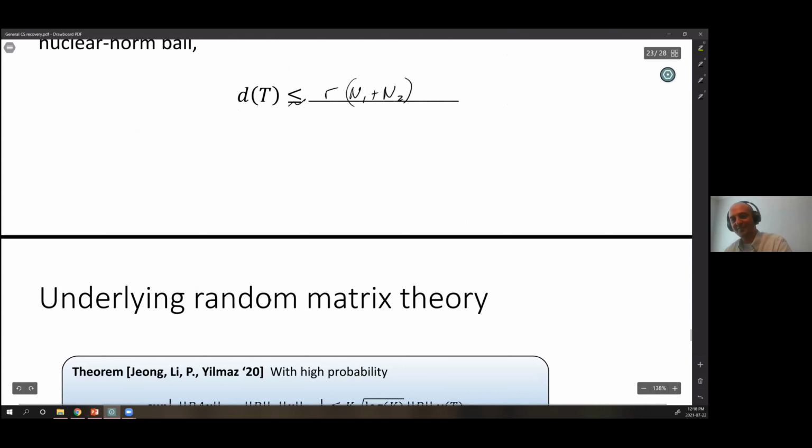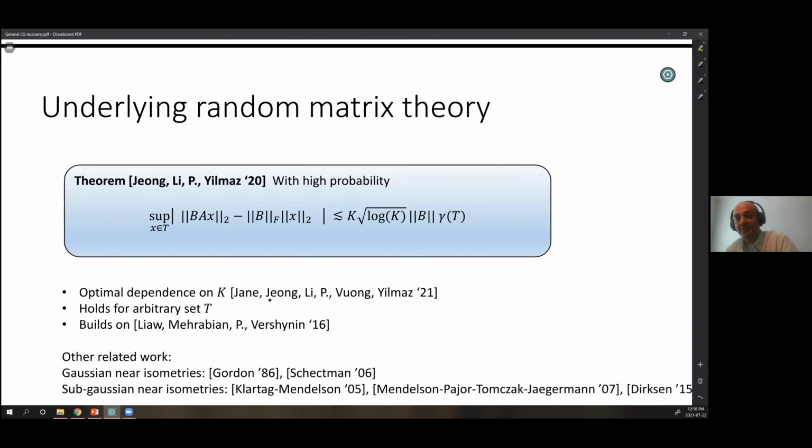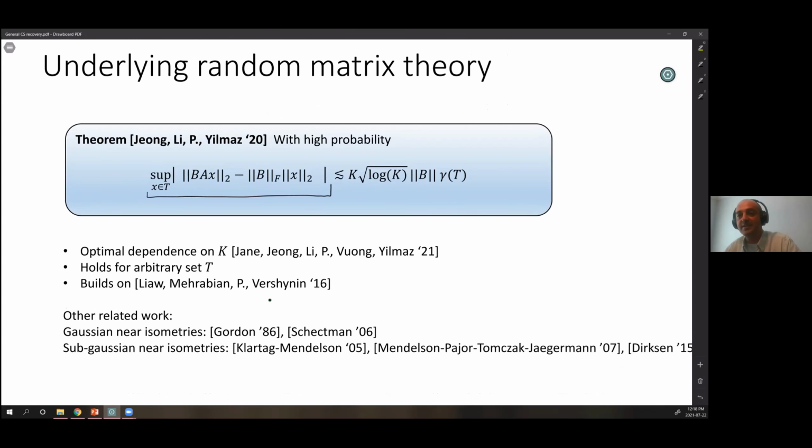All right, very quickly now. There was underlying random matrix theory that was quite important for this, worked out with Jiang Li and Guillemaz. And the key here is something that controls the conditioning of our random matrix B times A. And by conditioning, I mean that it doesn't overly increase or decrease the norm of any vector in T.